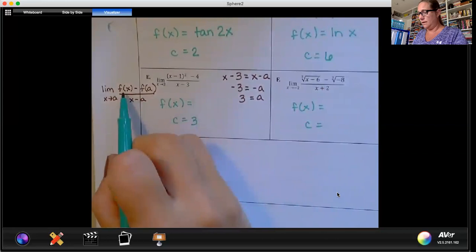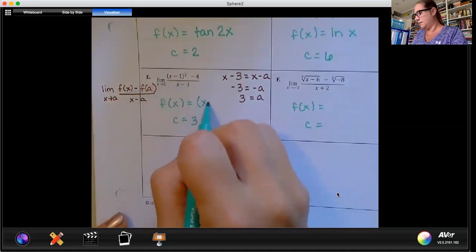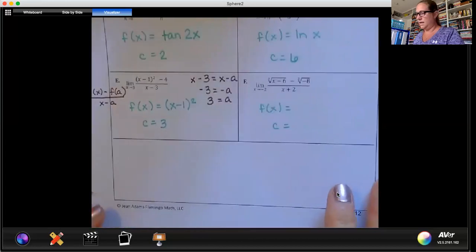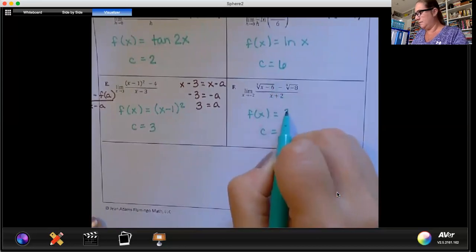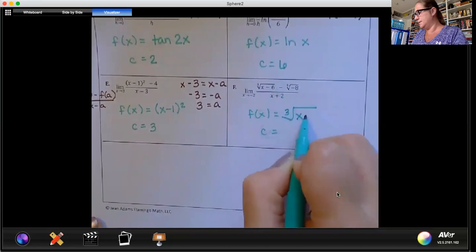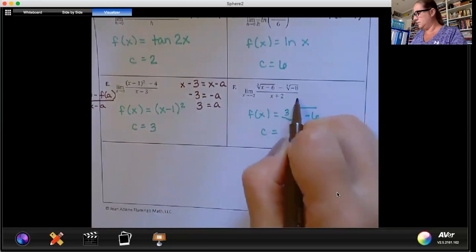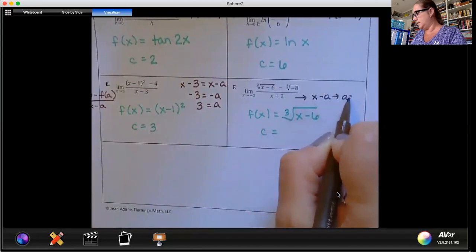So it tells you f of x is the first part of your function, f of x. So x minus 1 squared. Again, I think these are much easier than a through d. They still require you to think a little bit. So if f of x is the first part of our function, then f of x is the cubic root of x minus 6. And if x plus 2 is equal to x minus a, then a is negative 2.